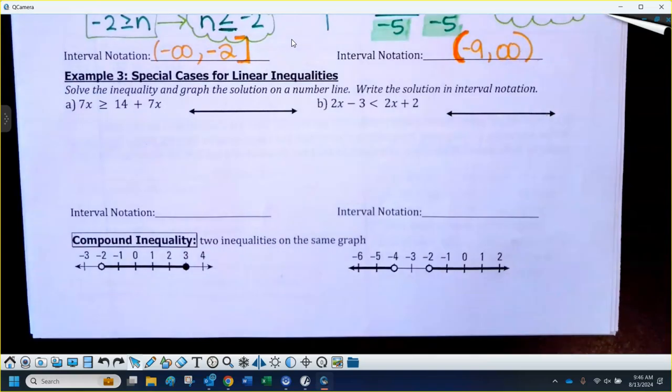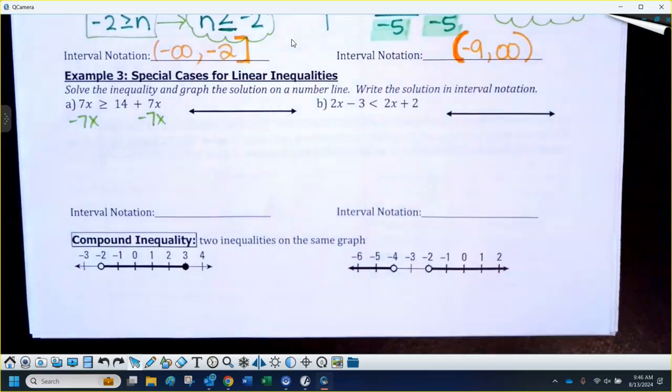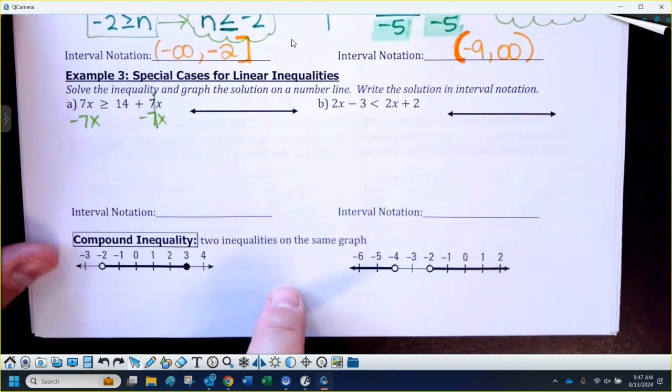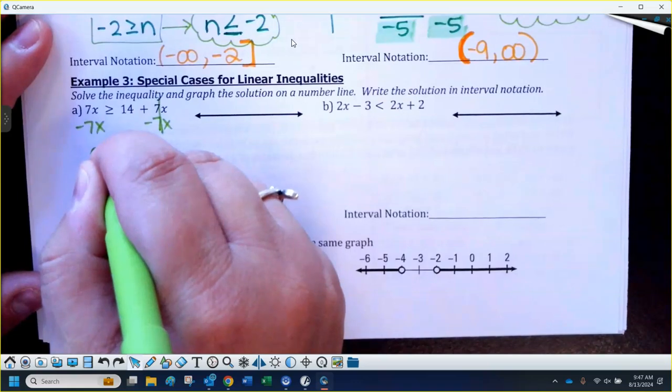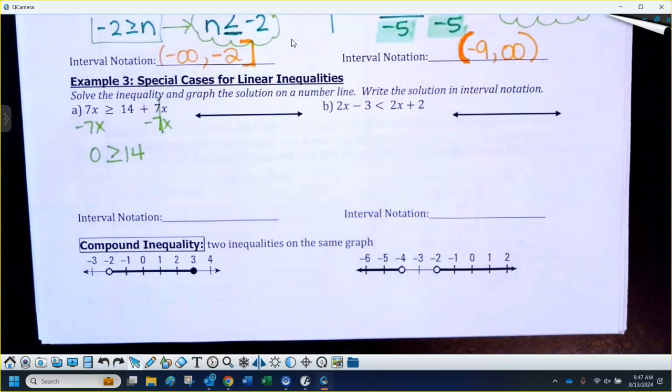So if I try to get all my variables on one side, I'm just going to subtract 7x from both sides of the inequality. But what you'll notice is I had a positive 7x on both sides. This would just cancel. What would you write on the left? If I do 7x minus 7x, what does that become? 0. You're subtracting. If I'm dividing, that becomes 1, but if I'm subtracting or adding, this actually becomes 0. So I don't have a variable anymore. This is going to say 0 is greater than or equal to 14.